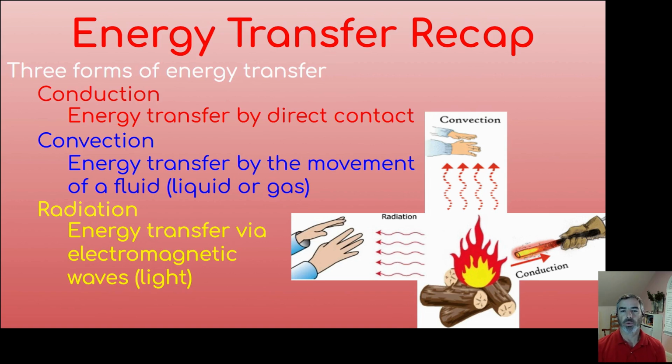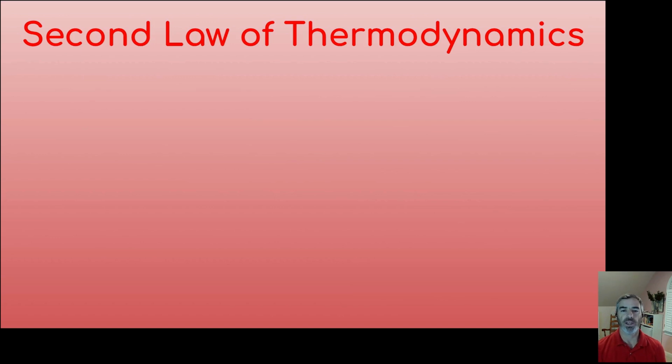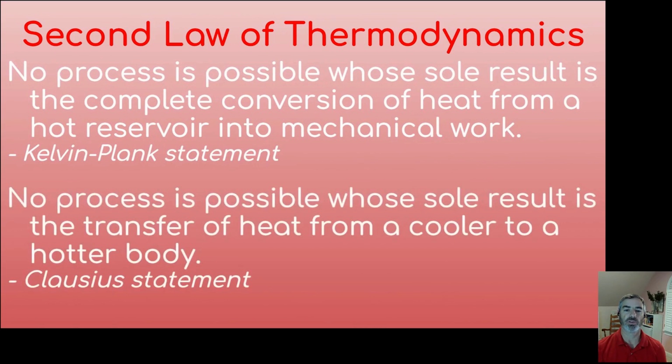In the second part of this, we're going to talk about heat engines, the second law of thermodynamics, and entropy. So the second law of thermodynamics, there's a couple statements we're going to look at. There's no process that's possible whose sole result is the complete conversion of heat from a hot reservoir into mechanical work. And there's no process that's possible whose sole result is the transfer of heat from a cooler to a hotter body. So energy transfers from a hotter to a cooler substance unless we have some assistance.